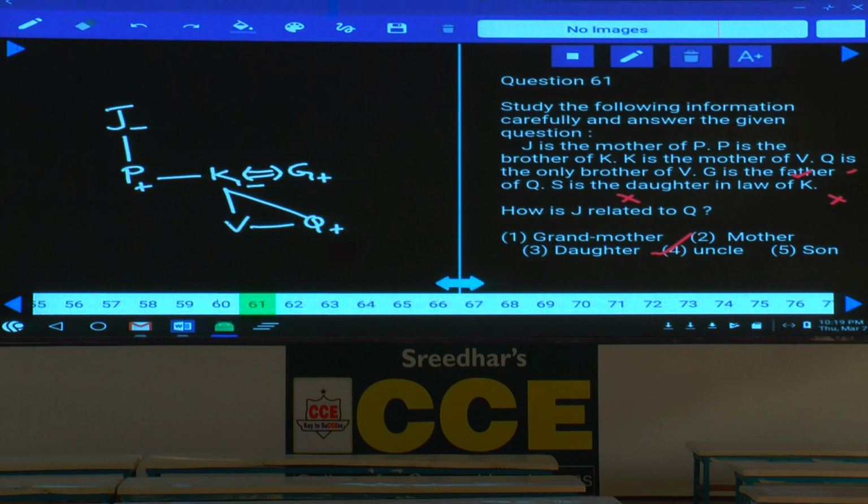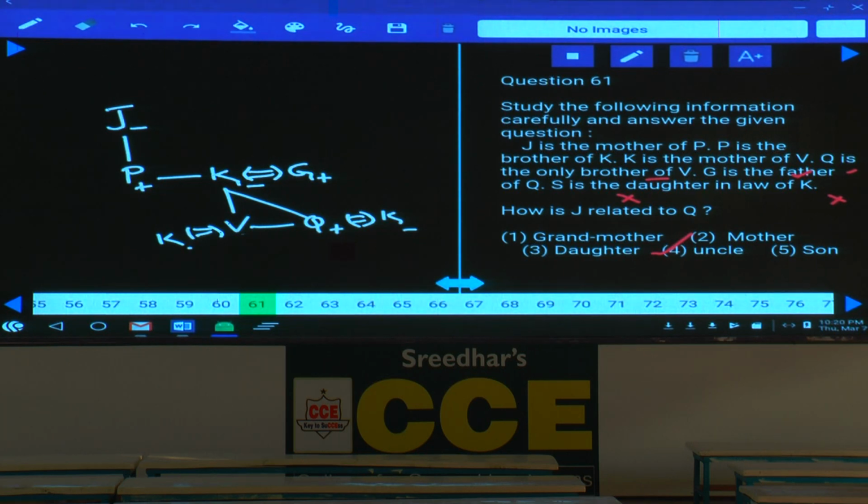S is the wife of Q or B, isn't it? Now, there is only one brother. Q is the only brother of B. Q's brother is only B. And V is male, let us take for example, then also Q is the only brother of B is valid. Or if V is female, then also Q is the only brother of B is valid. The gender of V is not known. Either V can be male or female. And K can be either the wife of Q or the wife of B. There are two different possibilities.